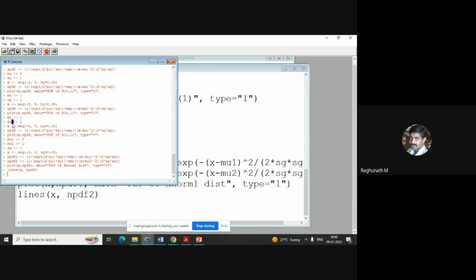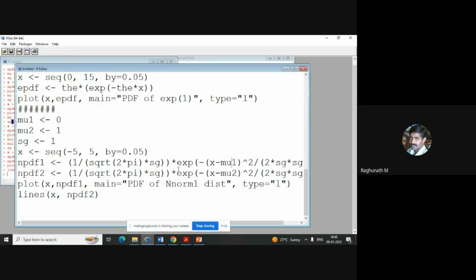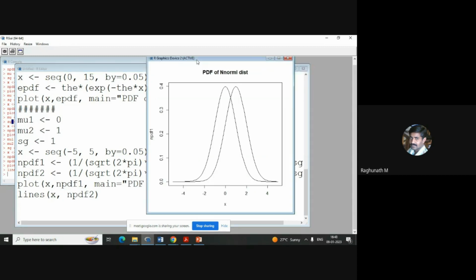So there is no error. I have run this program just by adding this npdf2. Just I have considered two values for mu1, mu2. Now looking into the graph, look at this. This is about 0. This is the first graph, whatever you can see here. This is the second graph. Means there is a location shift. The same graph is just shifted to having a center value 1.